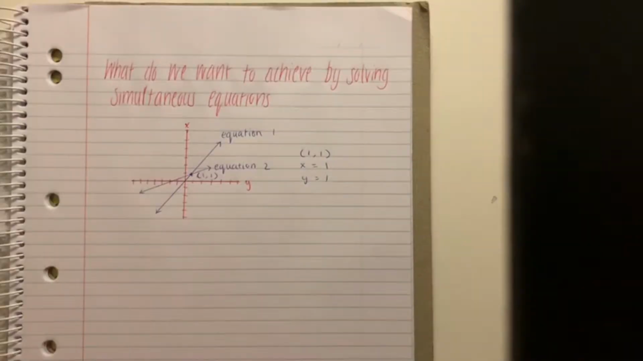Before we begin, I would like to explain what we are trying to achieve by solving simultaneous equations. The goal of simultaneous equations is to find the values for the coefficients so that two or more equations can exist simultaneously while both being true.